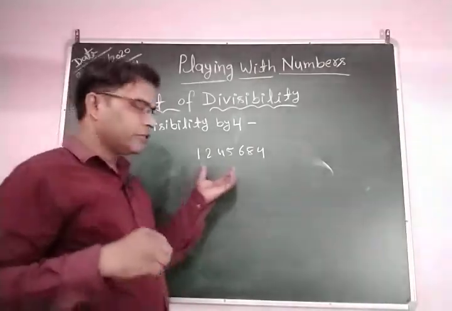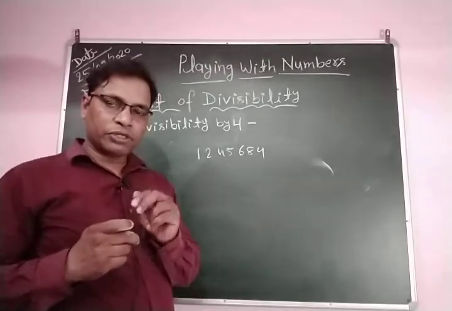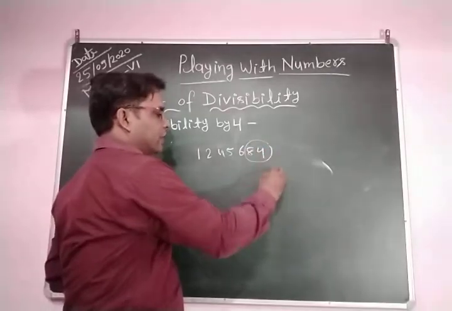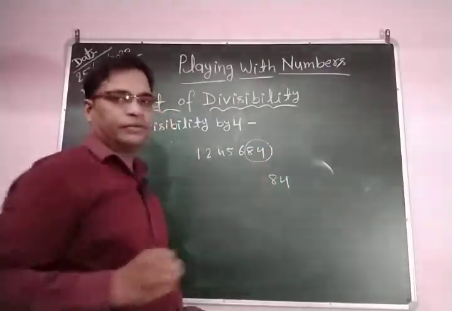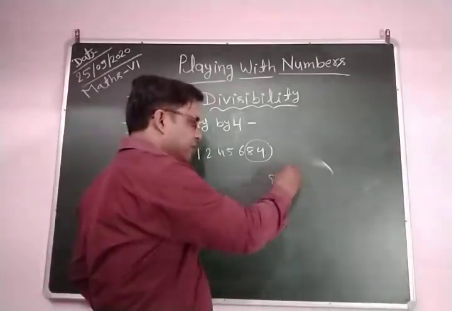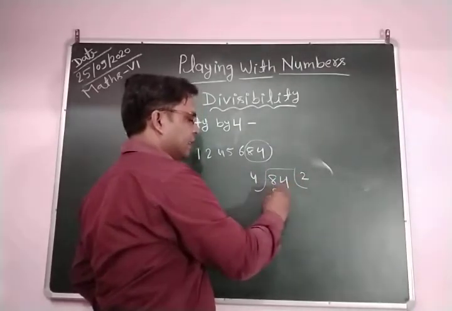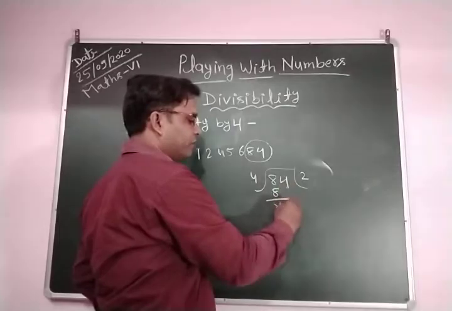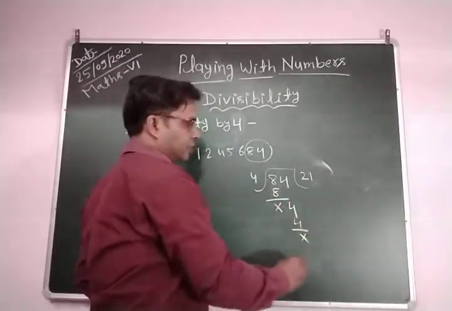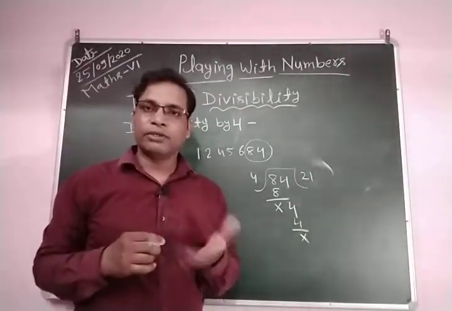2, 4, 5, 6, 8, 4. Is this number divisible by 4 or not? How can I check? We take the last two digits, the units digit and the tens digit. The last two digits are 44. Is 44 divisible by 4 or not? You can check by actual division. 4 into 8 is 8, cancel, bring down 4, and 4 into 4 is 1. You can see the last two digits are divisible by 4. It means that the whole number is divisible by 4.